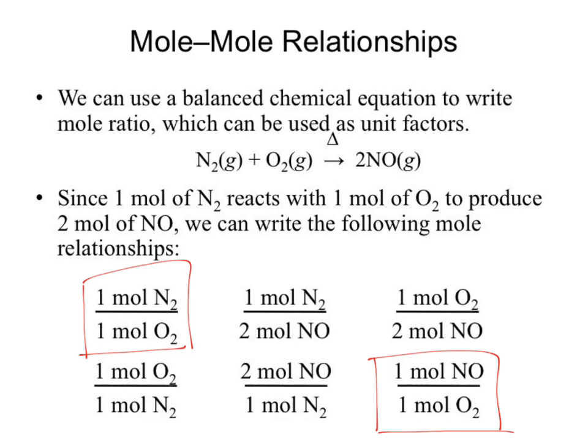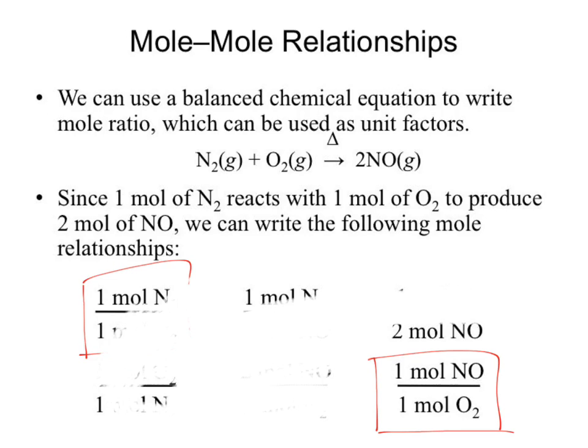Why would I choose one over the other? It's what I'm looking for in an answer. If I want to know the moles of nitrogen, does it make sense to use that lower right-hand corner conversion factor? No, because nitrogen's not in that conversion factor. So we have all of that information, and we get to decide how we want to use it, depending on what the question is asking us to do.